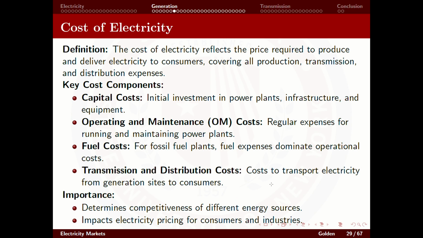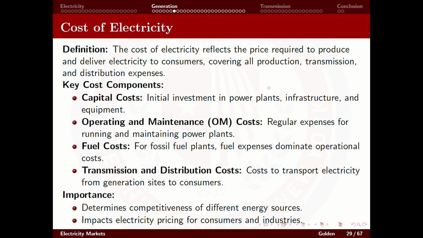Now we'll talk about the cost of electricity, and capacity factors are a direct feed into both the cost of electricity and the levelized cost of electricity. The cost of electricity reflects the price required to produce and deliver electricity to consumers, covering all production, transmission, and distribution expenses. This includes capital costs, the investment in power plants, infrastructure, and equipment.